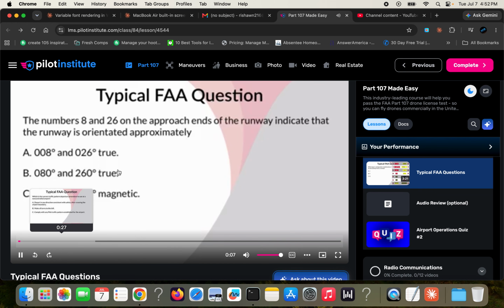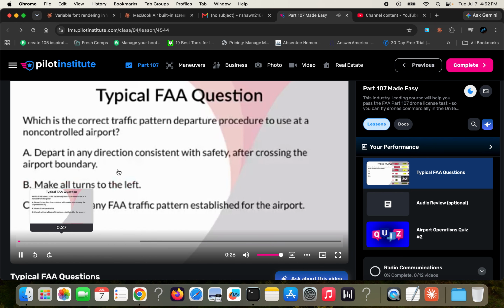At the approach ends of the runway indicates that the runway is orientated approximately to what? Well, you've got two options here, 080260 true or 080260 magnetic. Remember my story about the runways changing over time? That's because they're magnetic, so C would be the answer.